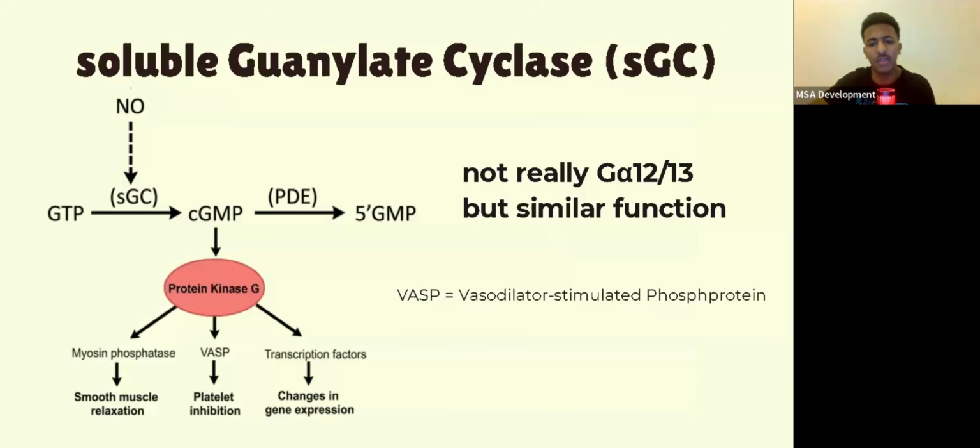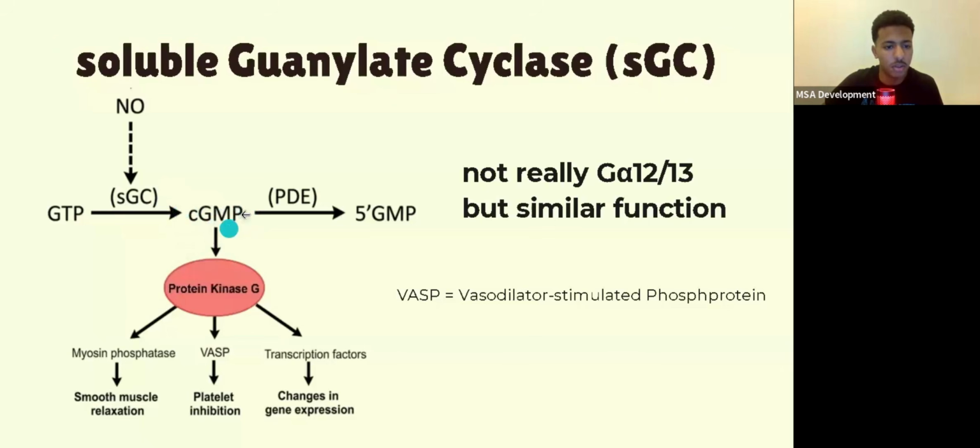Now for the last one, which is not really G alpha 12 or 13, but this is what the doctor went through because it has a very similar function. Over here we have something known as soluble guanylate cyclase or soluble GC, okay, sGC. And what it does is it converts GTP to cyclic GMP. This is, again, if you remember, very similar to adenylyl cyclase. However, it's for GTP, not ATP. So in the beginning, you have nitric oxide. It activates soluble guanylate cyclase, which converts GTP to cyclic GMP.